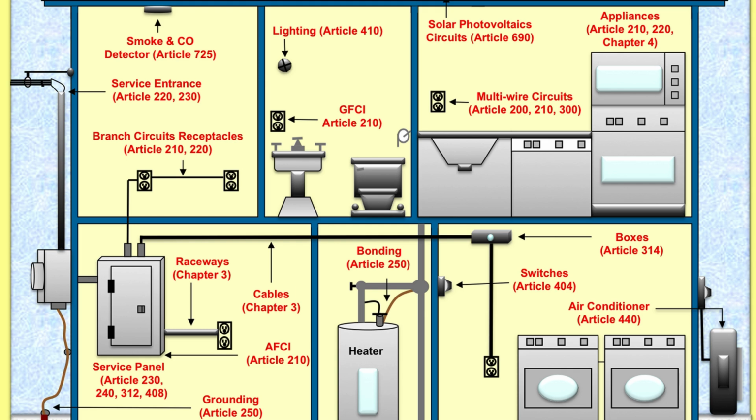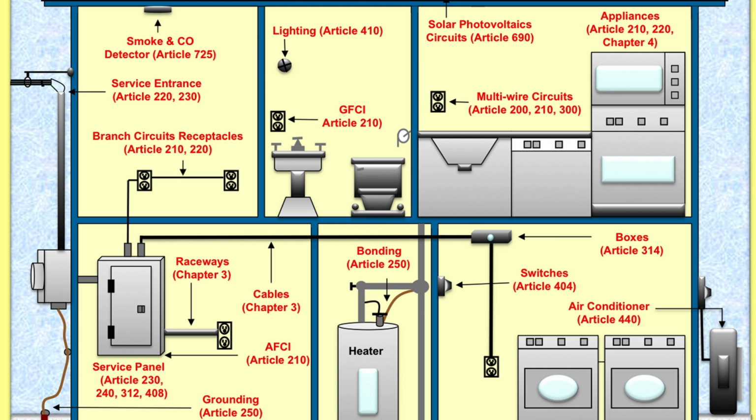The code is designed to protect people and property from electrical hazards by providing guidelines for safe practices, such as conductor sizing, grounding, overcurrent protection, and the use of suitable equipment. While not a law itself, it's often adopted by local jurisdictions and is considered a fundamental reference for electrical professionals.